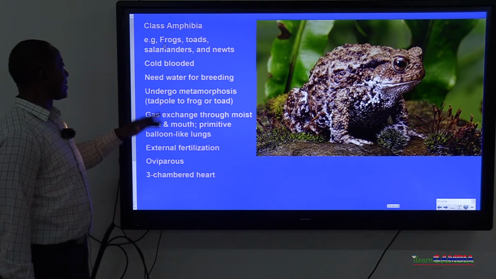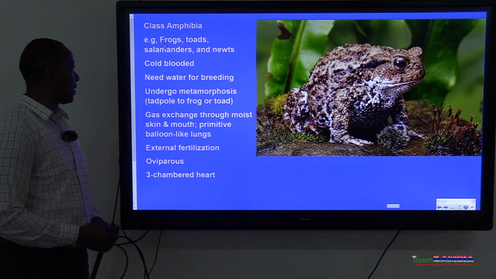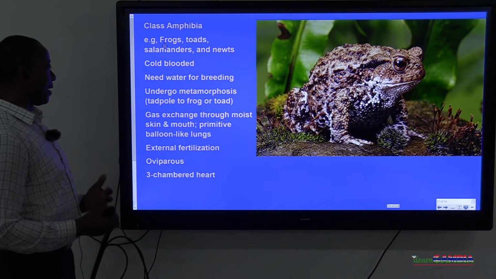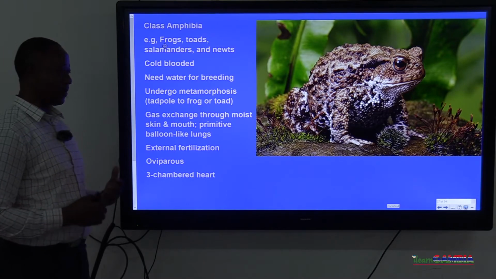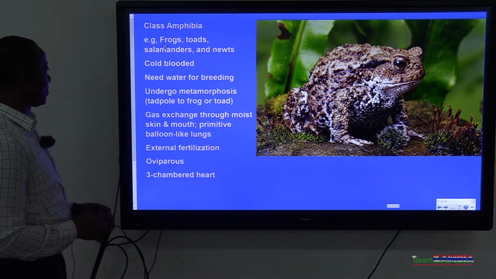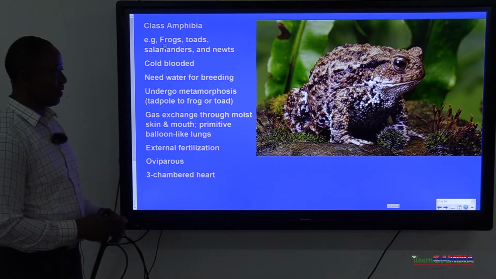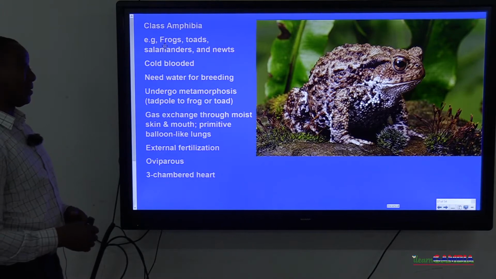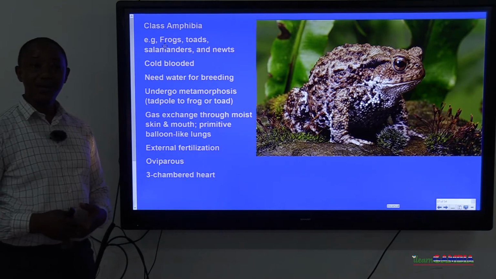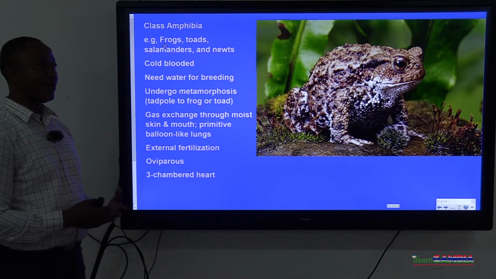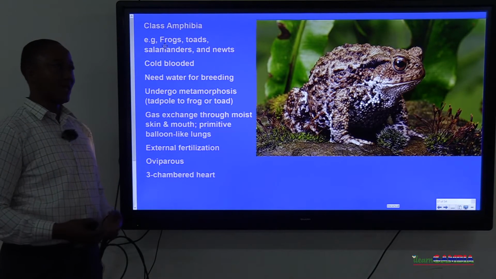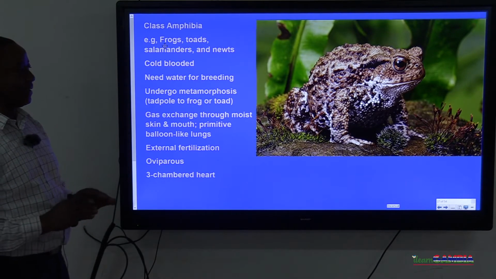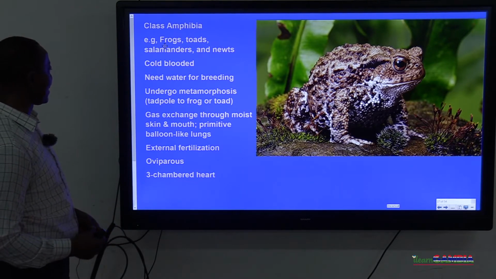So for this class, the frog, the toad, the salamanders, and the newts, we say they are cold-blooded, which means they are not able to maintain a constant body temperature. The temperature changes according to the environment. Hot environment, they become hot. Cold environment, they become cold. This is why you will often find them, when the place is cold, when the sun is coming up, they try to go out and get heat from the sun. But if the sun is very, very hot, they will hide in the shades to avoid getting overheated.